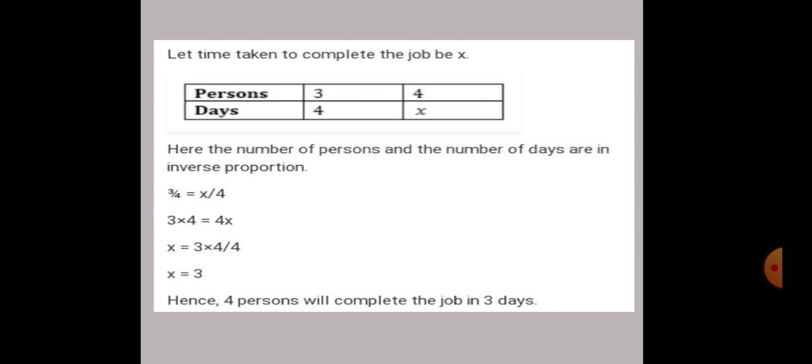Let us see the table. We will make a table. There are 3 persons and then 1 person will increase, so 4 persons will be there, and days are 4. So if the number of persons increases, days will decrease. That's why it is a question of inverse proportion. The number of persons and the number of days are in inverse proportion.